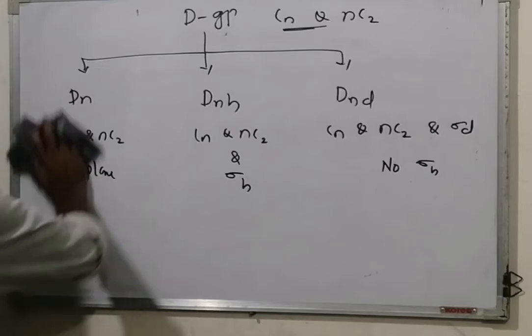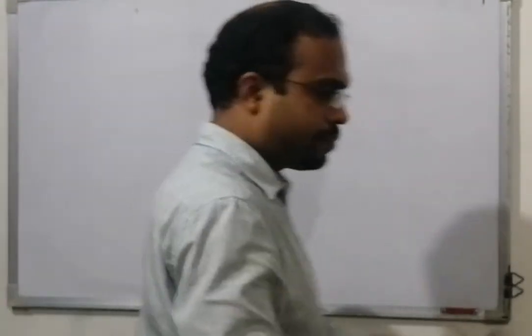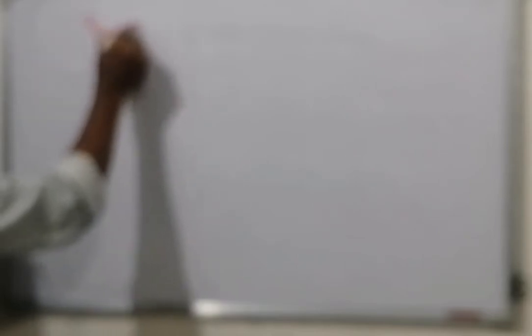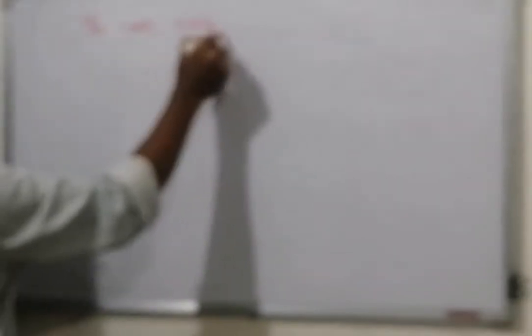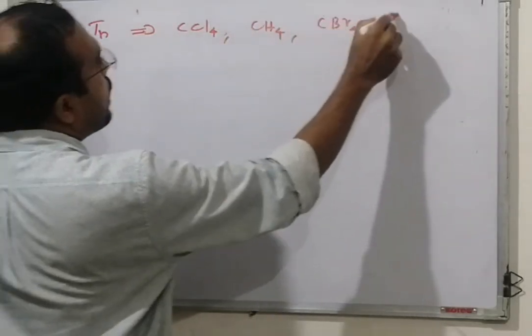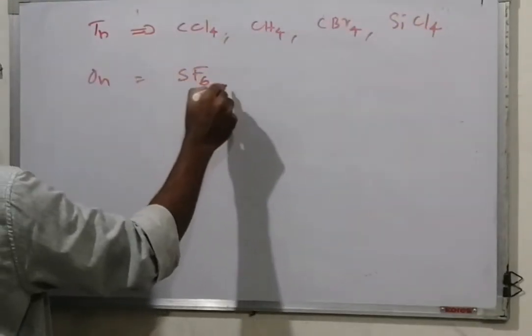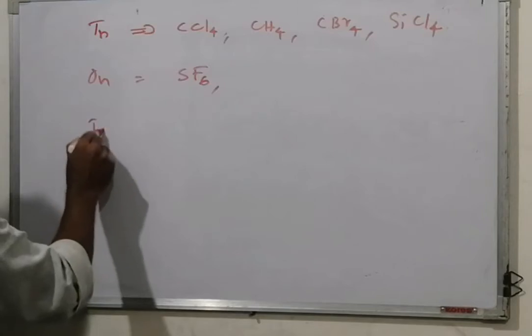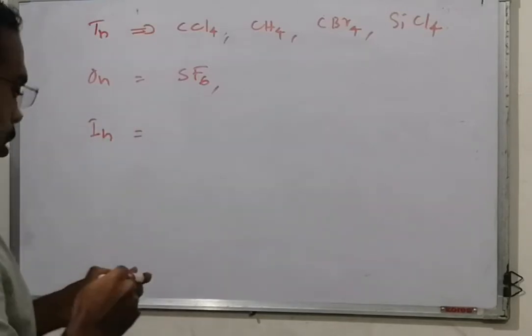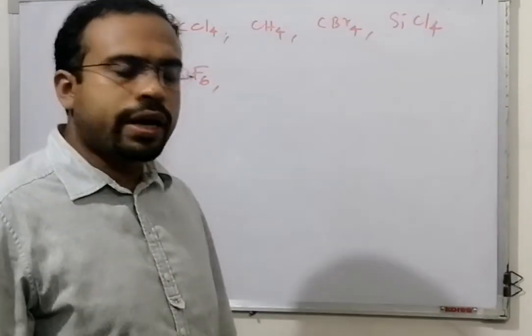Now, special groups. What are our special groups? First is Td, tetrahedral. I give you a lot of examples: CCl4, CH4, CBr4, SiCl4, etc. Octahedral, SF6, and icosahedral, a very rare example. Look here, all 6 atoms are the same, all 4 atoms are the same. Simple.